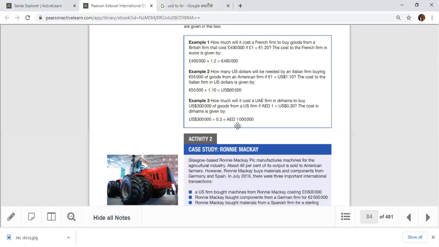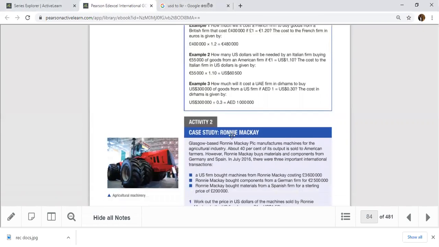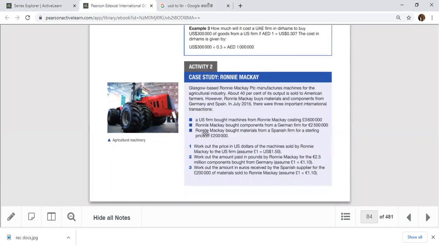The answer is 1 million. So that is 300,000 US dollars, worth 1 million dirhams. Like that, you can do several calculations. You can see this case, the Ronnie Mackay case study. It's a good case, and they're asking different things.